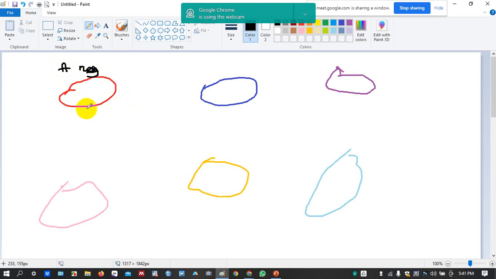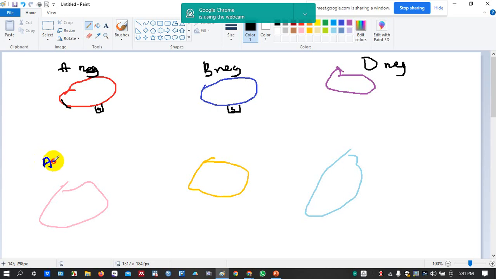A negative means that the only antigen it has is what? A. It has no RH. Then let's say the A is like this. B, this is B negative. It has antigen B on its surface. This is O negative. It has no antigen whatsoever on its surface.